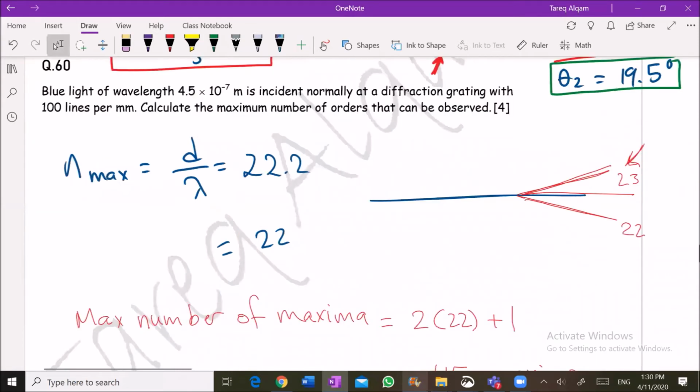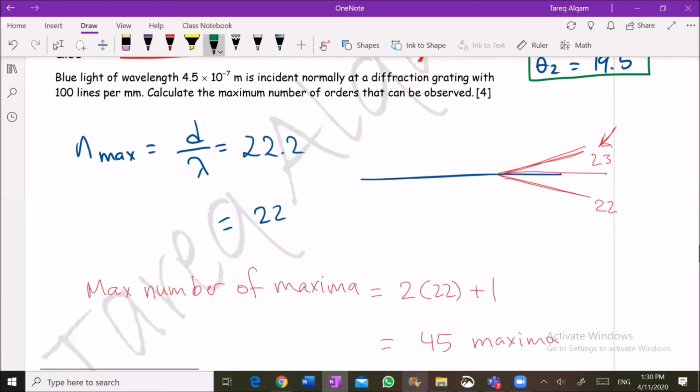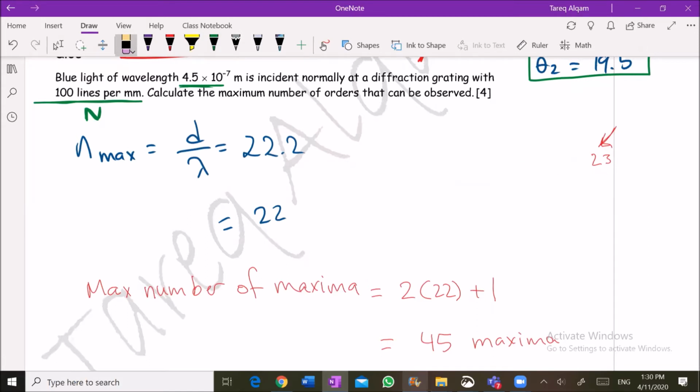Blue light, wavelength, incident normally at the diffraction grating with 100 lines per millimeter. This is N, guys. Don't forget, this is N capital. Here, we have to distinguish that we have N capital and N small. D over lambda. D, we have to find it. How will we find D? D, guys, is 1 over N. D is 1 over N again.